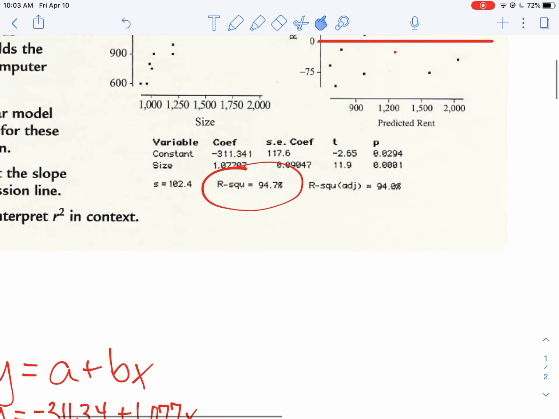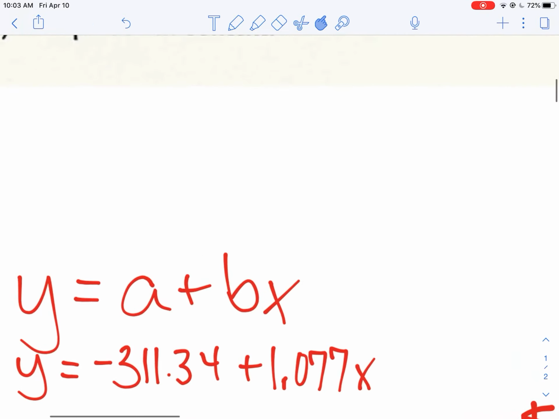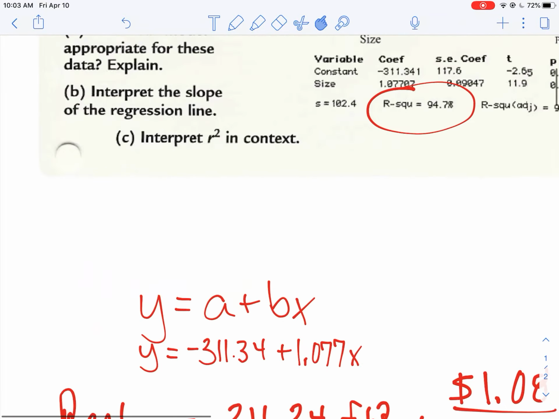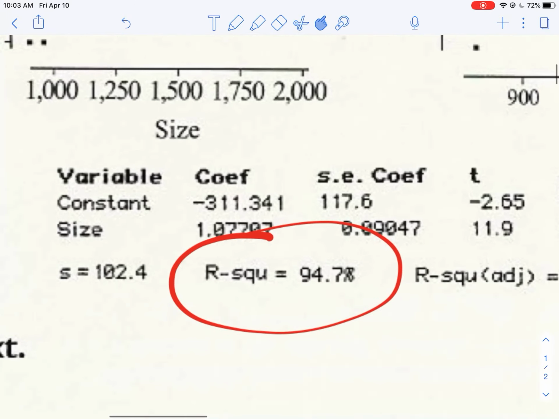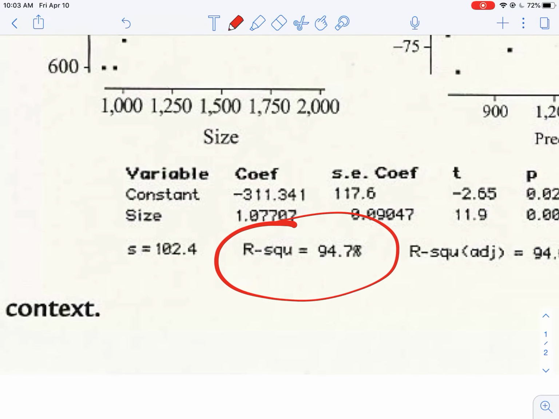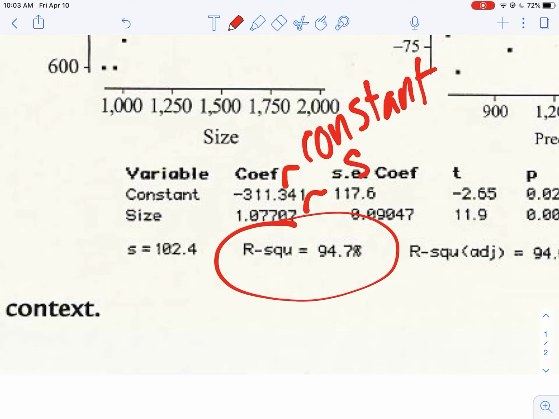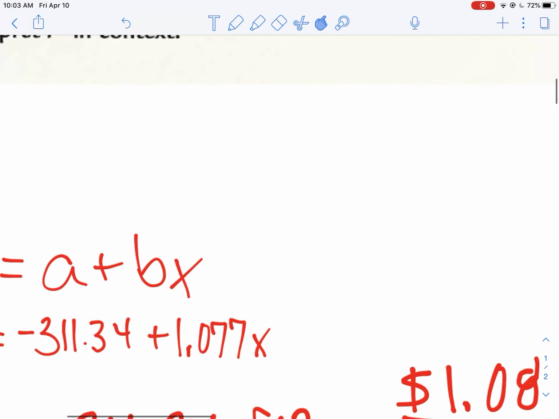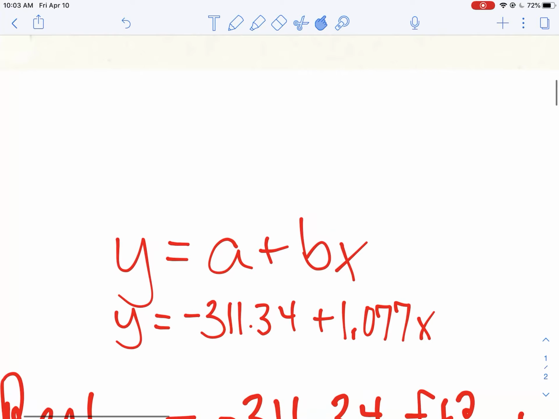It says interpret the slope of the regression line next. So what I did was I wrote out the equation. I started with y equals a plus bx. I then used the computer output here to fill in my values. So I have my constant, and then I have my slope down here. So what I did was I just plugged those values in so I could get myself an equation.